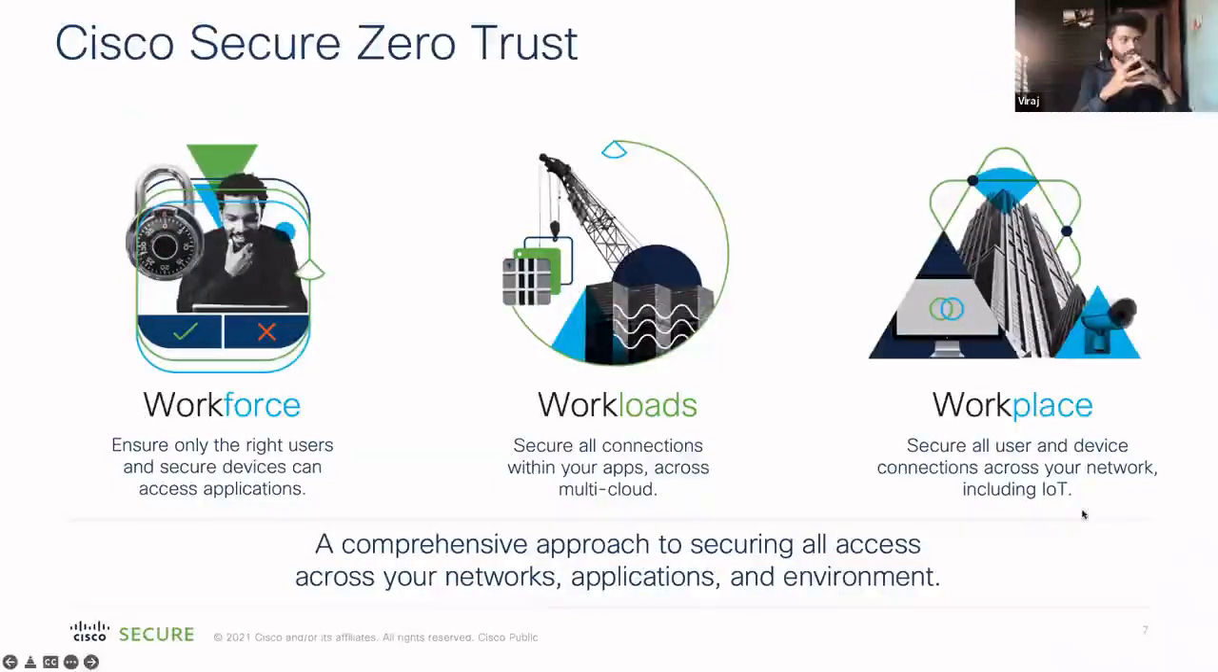So workforce is where you're talking about your devices and the users. The second one I want to cover is the workplace, the network itself, which we came across as the traditional network, and then finally workload, right? Workload is where your applications sit in terms of cloud. So we need a comprehensive approach to securing all of this access in terms of workforce, workplace, as well as workload. And that's when we achieve zero trust across your networks, across your applications, and across your environment, right? So that's what zero trust is about.